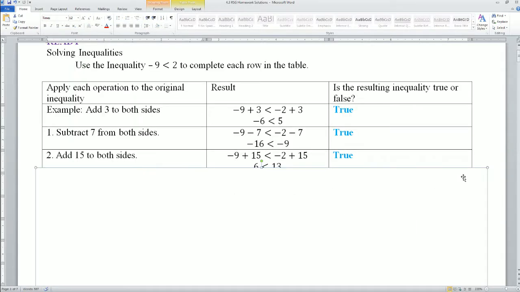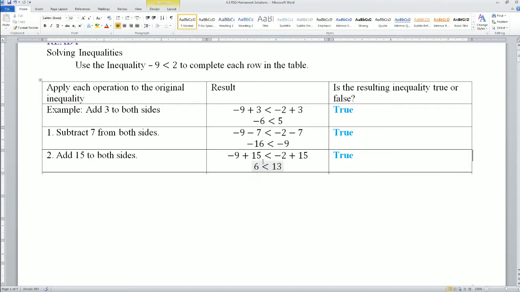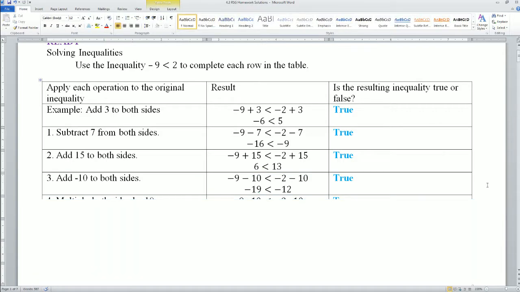Number 3. You're going to add 15 to both sides. Add 15 to the -9. Add 15 to the -2. It simplifies to 6 is less than 13. That is true. Next, you're going to add -10 to both sides. So this becomes -9 subtract 10, and -2 subtract 10 on the right hand side. The left side simplifies to -19. The right hand side simplifies into -12. Is -19 less than -12? That is true.